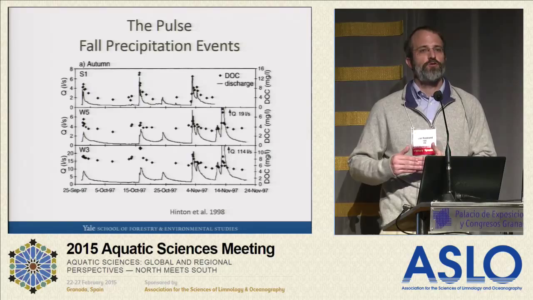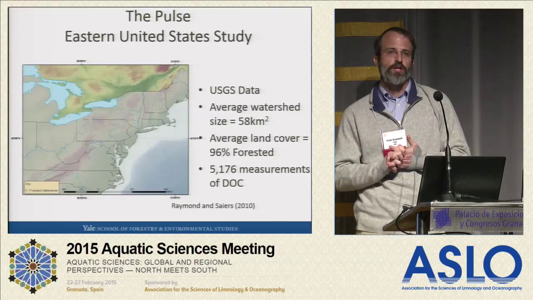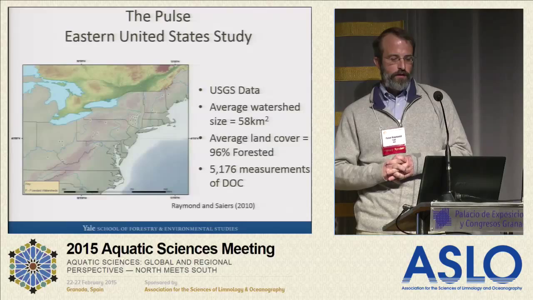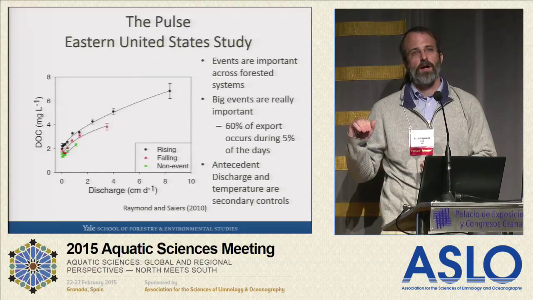This is something I did with Jim Sayers. It's a metadata analysis of very small USGS watersheds. We targeted watersheds with very little wetlands. And what we found, there were a lot of measurements, and we found the same thing occurs across these systems. And so as discharge goes up, the concentration responds by going up.